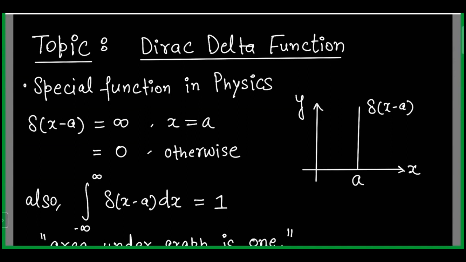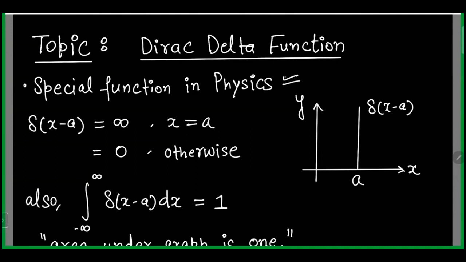In the first two lectures, we covered basic graphs in physics: what are all the graphs that you might need and what are their applications in physics. Now, in the second lecture, I am starting the Dirac Delta Function. This is also a very important part of physics because the Dirac Delta Function is a very special function in physics and it is used at many places.